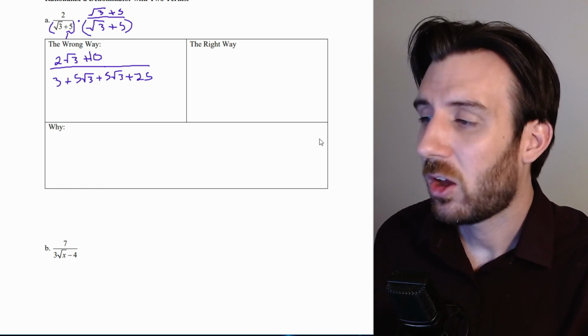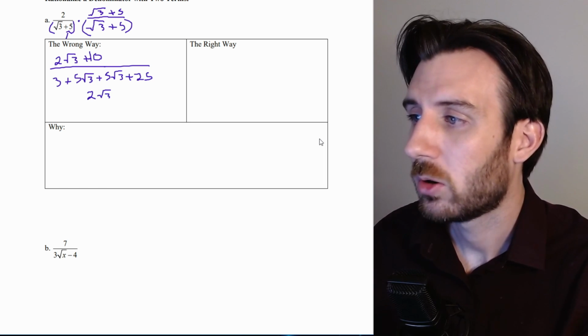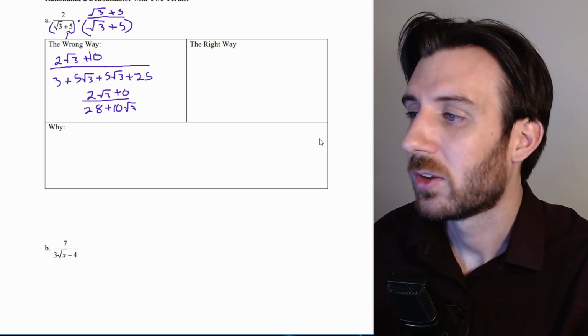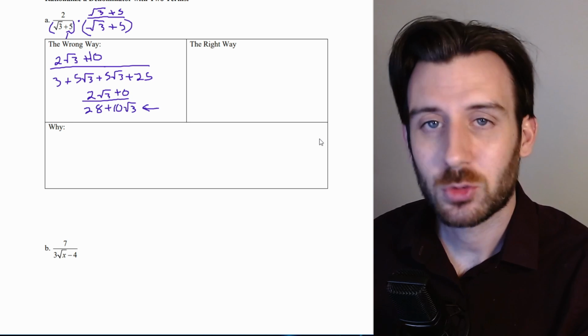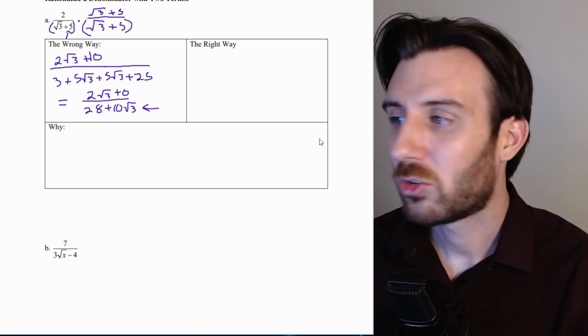So all in all, after all of that work, all I've created is a big old mess for myself. I've got 2 square root of 3 plus 10 on the top, and on the denominator, I have 28 plus 10 root 3s. I've made no progress. I've still got that square root in the bottom. That's super frustrating. So I'll show you the trick.